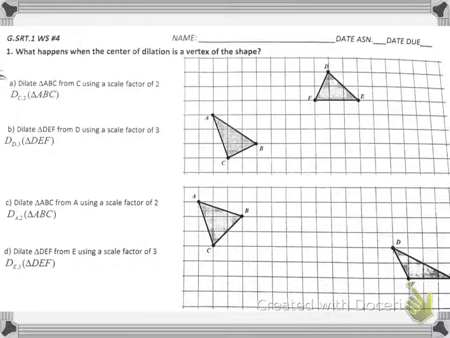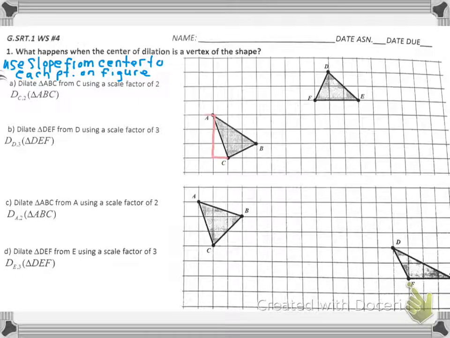So I'm going to show you some demonstrations on our worksheet number 4. We're going to start with 1A here. And what you're going to do is use the slope that you see from the center of dilation to each of the points on the figure. So in problem A here, we're going to dilate triangle ABC by a scale factor of 2, and the center of dilation there is C.